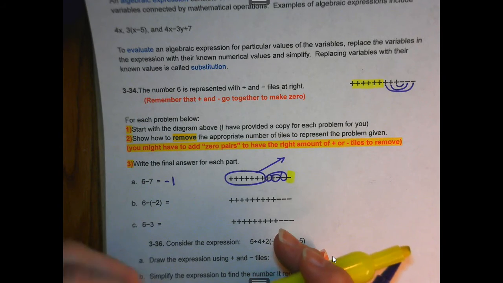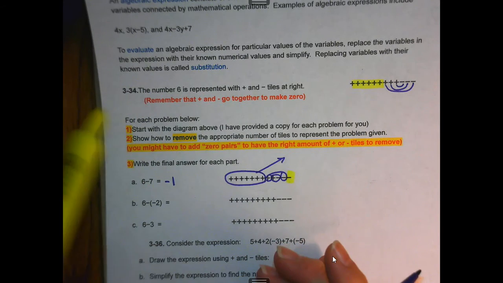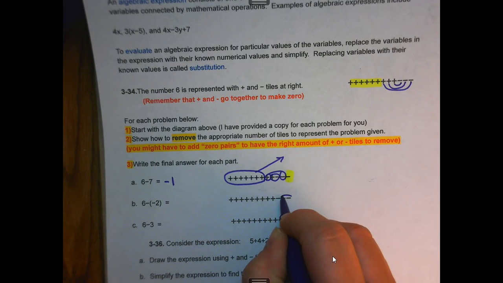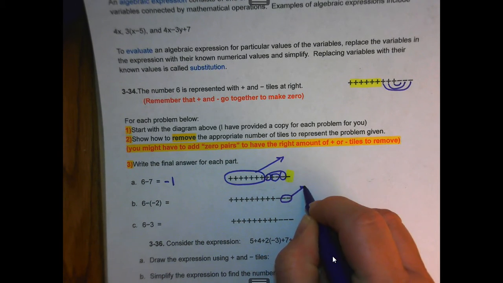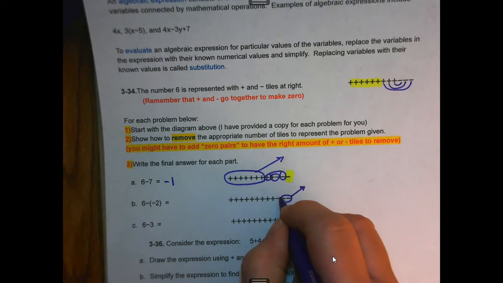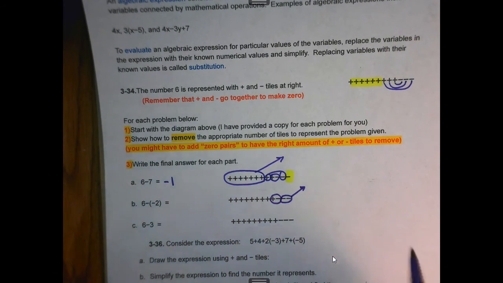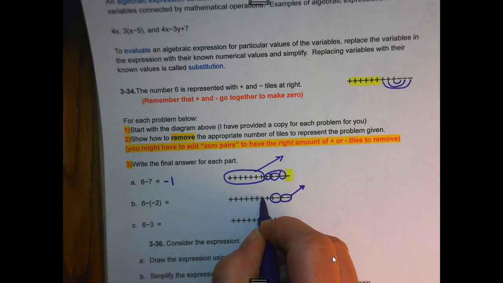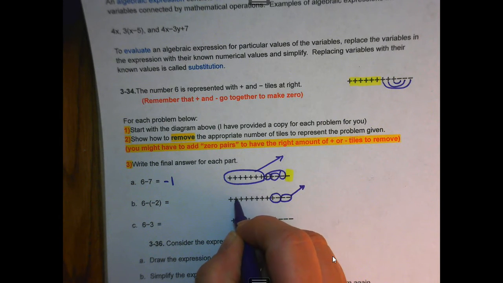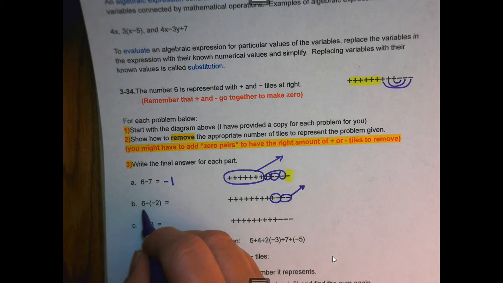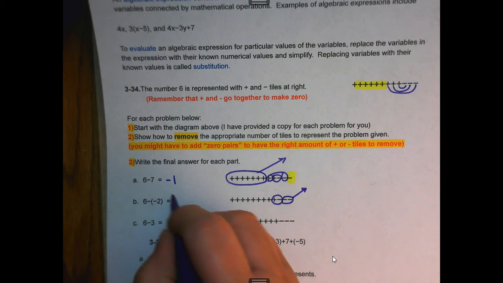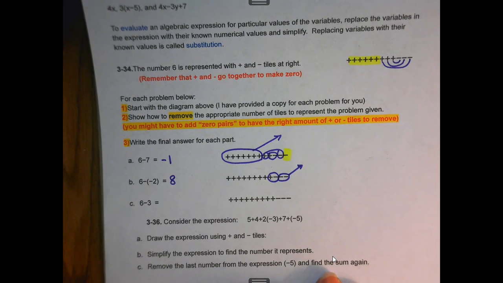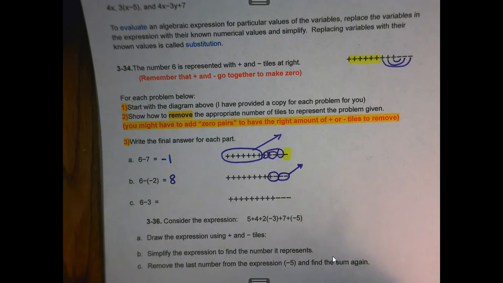The next problem I have is 6 subtract -2. I'm taking a look here, and I've got 2 negatives that I can subtract. And this is a 0 pair because a positive and a negative make 0. So I'm left with 1, 2, 3, 4, 5, 6, 7, 8. So 6 subtract -2 equals 8.